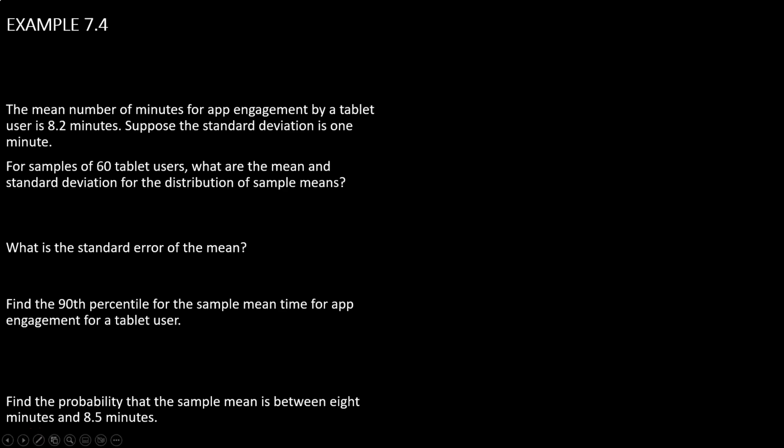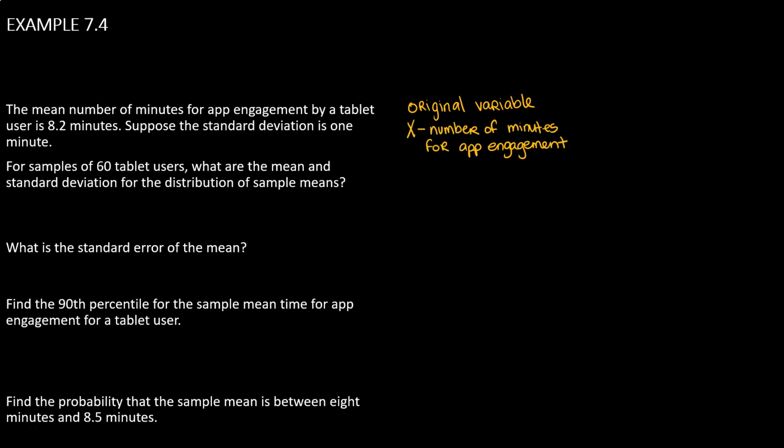To start us off, we need to know everything we possibly can know about the original variable. Reading this setup, it's pretty clear that the survey collected data, and the data was the number of minutes a tablet user was engaged with an app. So our original variable represents the number of minutes for app engagement. We're given the mean for this original variable, and we're given the standard deviation.